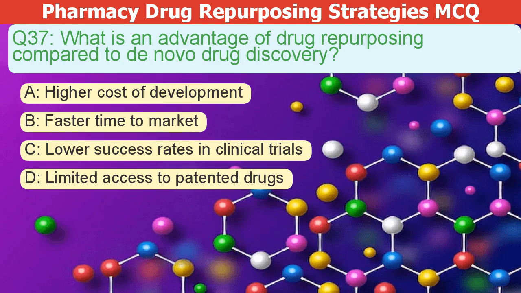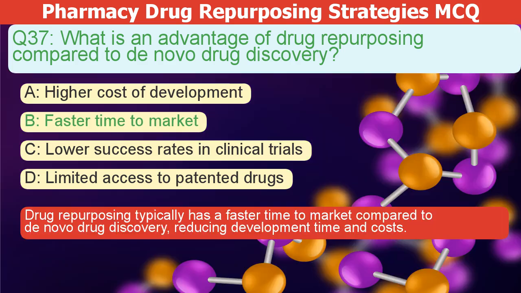What is an advantage of drug repurposing compared to de novo drug discovery? A. Higher cost of development. B. Faster time to market. C. Lower success rates in clinical trials. D. Limited access to patented drugs. The correct answer is B. Drug repurposing typically has a faster time to market compared to de novo drug discovery, reducing development time and costs.